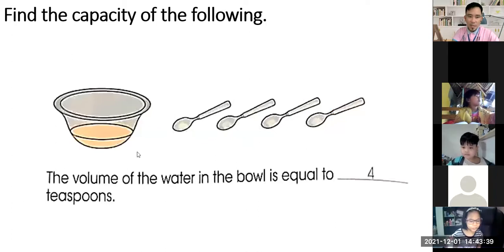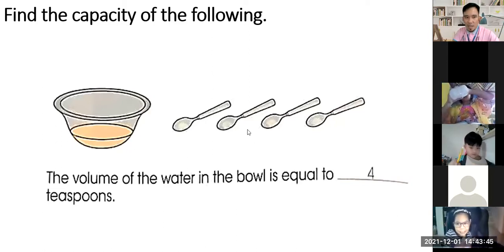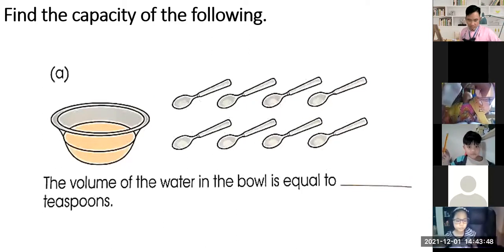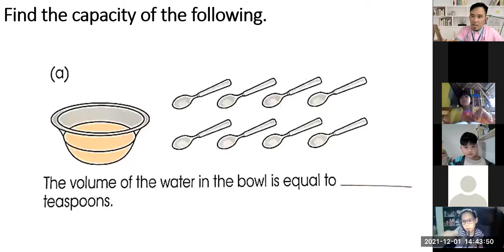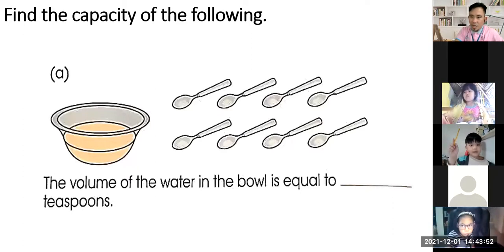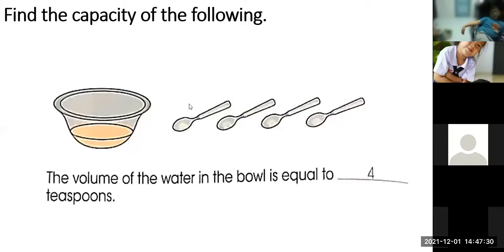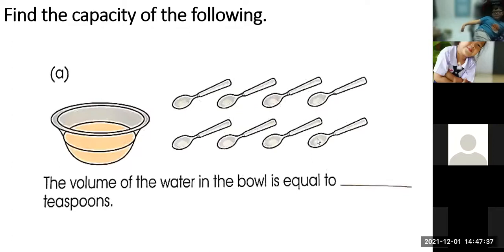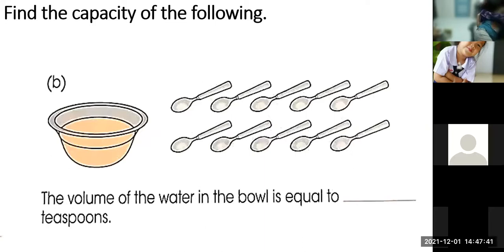How about here? This one is the capacity, the volume of the water is equal to 4 teaspoons. Here, everybody, please prepare your book. Letter A. What's your answer? How many teaspoons? 8. Okay, 8. Letter B. How many teaspoons? 10.